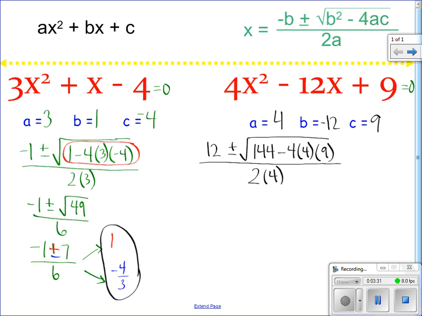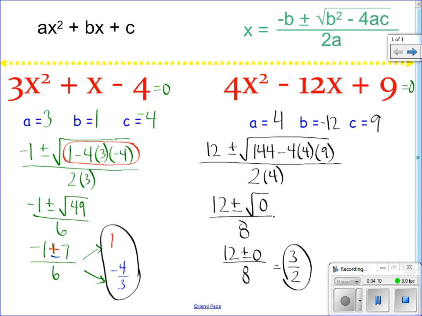Okay, so when we figure out the discriminant, which is what's underneath the radical, here's a situation, like I've mentioned in the last problem, where you do get 0. Okay, so in this situation, you don't get 2 answers, because when you add 0 and subtract 0, it doesn't change anything. So we just get 12 plus or minus 0 over 8, which is just 12 over 8, which simplifies to be a single answer of 3/2.